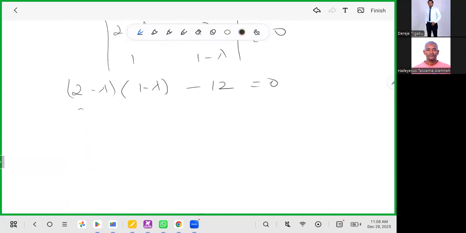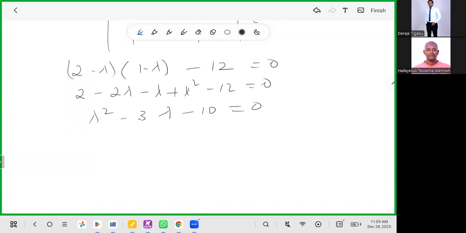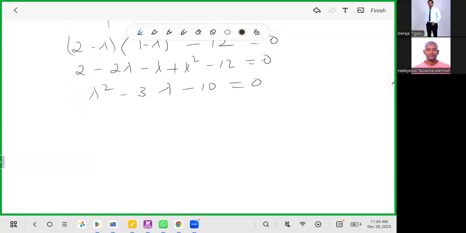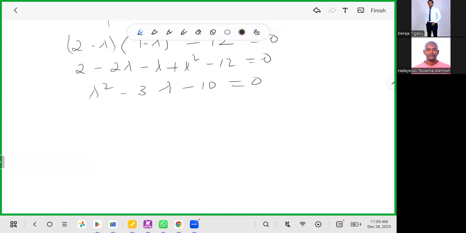So it becomes 2 minus 2 lambda minus lambda plus lambda square minus 12, which is equal to 0. Collecting the terms, lambda square minus 3 lambda minus 10 is equal to 0. If I made a mistake, you can correct me. Okay. Then what will be the solution? I think we can find it using completing the square.